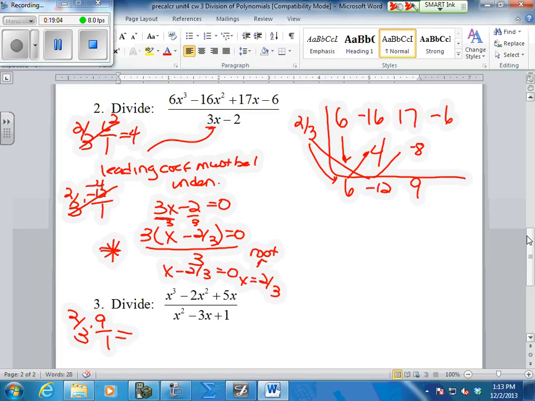18 over 3 is 6. So I multiply and that goes here. 0. So this tells me that this is a root of my equation. Now let's see what's left. Okay, let's just see what's left. Front end, just look at your x values.